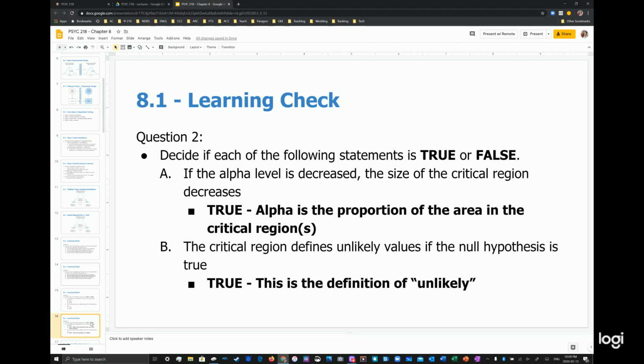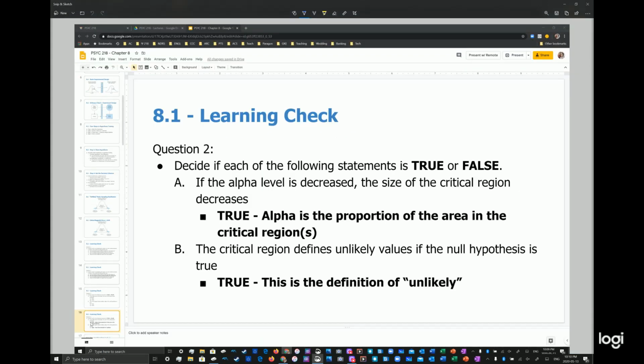So for both of these, the statements are true. First of all, if you want to reduce your probability of rejecting the null, and therefore reduce the probability of making a type 1 error, then yes, the critical regions would be smaller. Before we go into that, we can look at B as well. Yes, the critical region is that area of unlikely values, or unlikely sample means, in the sampling distribution where it says, oh, if the null hypothesis is true.